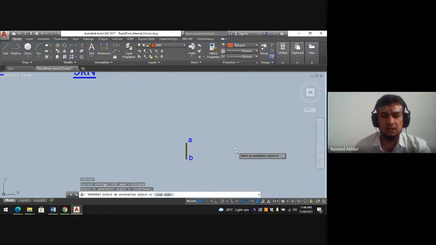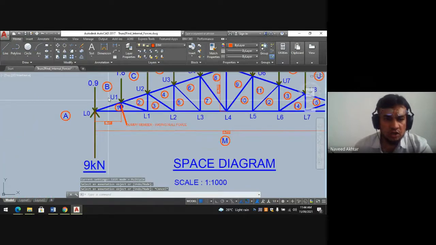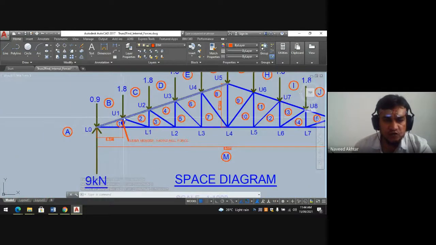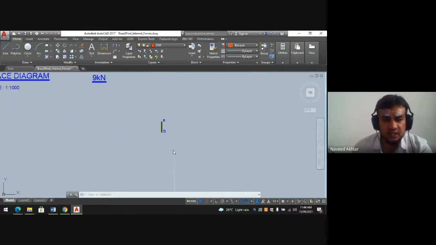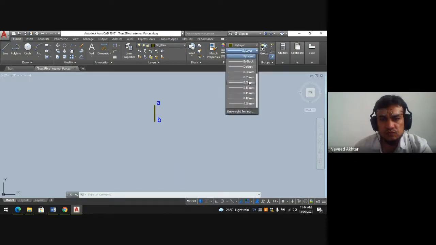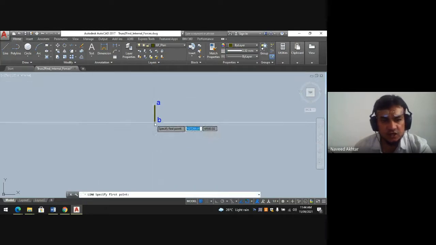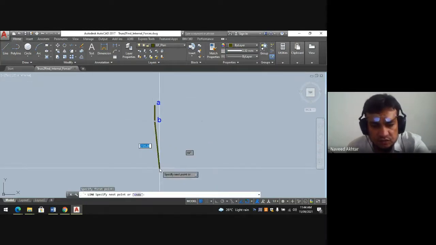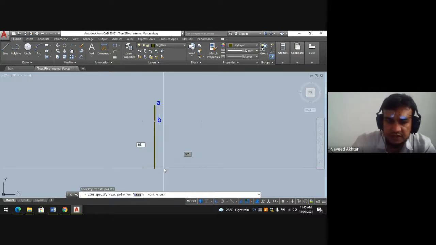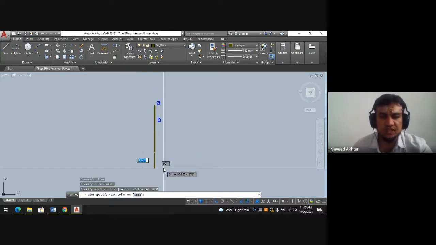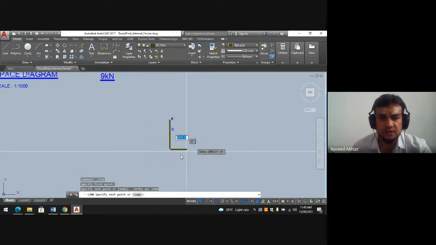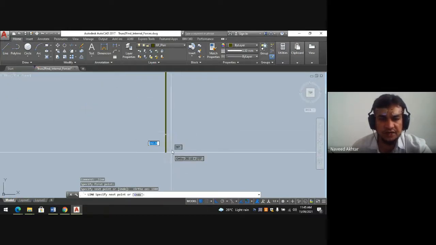Okay. Now B to C, the external force is 1.8 kilonewton. 1.8 kilonewton, that is 1800 mm. I will take the line also downward, so 1800 mm, because for 1 kilonewton I have taken 1000 mm. So this is the point C.